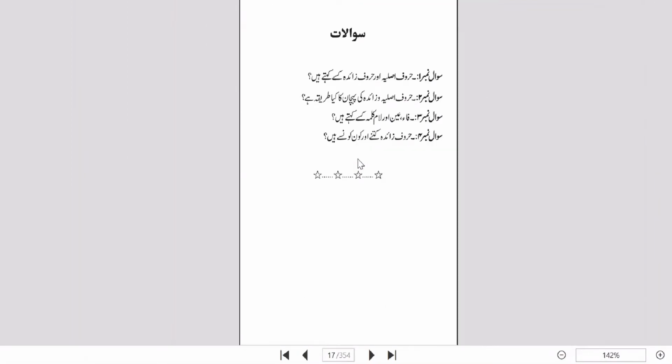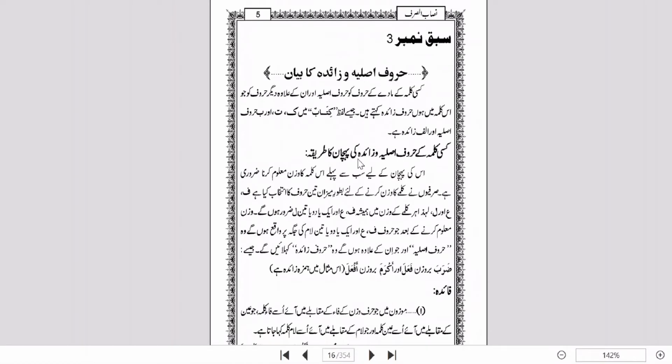Question number 3. What are the Fa, Ain and Lam kalima? So on the scale, the first letter, the Fa, will be called the first radical. The second letter, the Ain, will be called the middle radical, the Ain kalima, and the Lam will be the last radical, the Lam kalima.